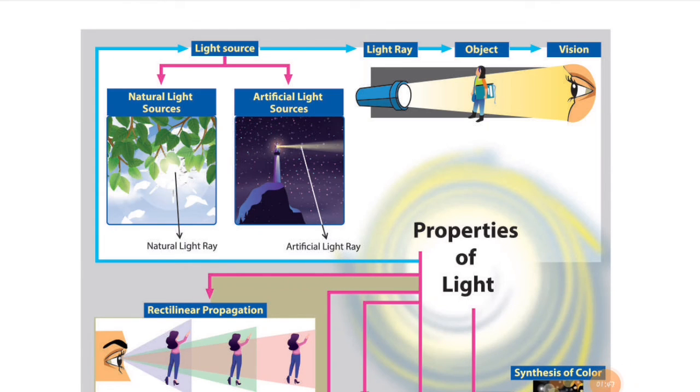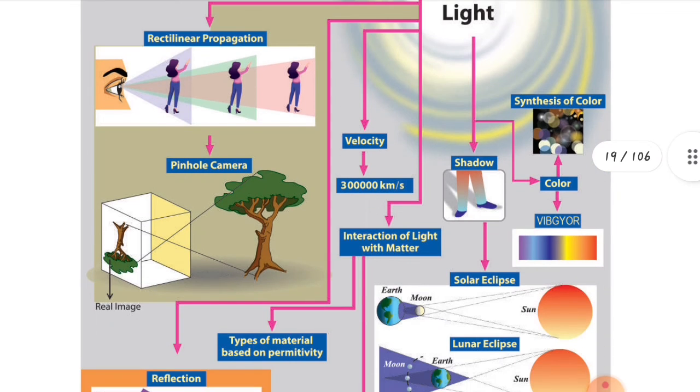Light sources, you already know there are two types, children. One is the natural light source, and the second is the artificial light source. The light rays fall on the objects, and finally you see the vision. And you see the rectilinear propagation of light, yes or no? Yes. In the pinhole camera, the image formed is a real image, as well as what?